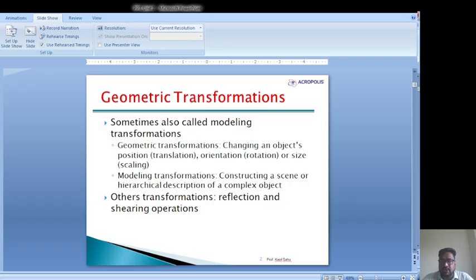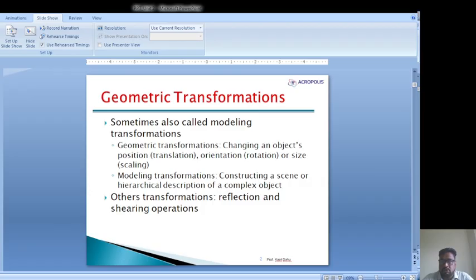Other than the geometric and modeling transformation, there are two other transformations, called reflection and shear. Reflection means we are able to get the reflective image, and shearing means whenever we want to produce distortion in the shape or the size. So this is the transformation.